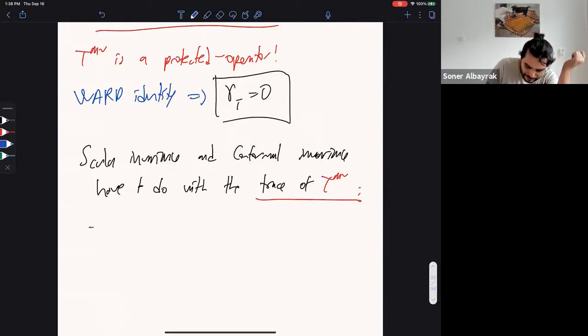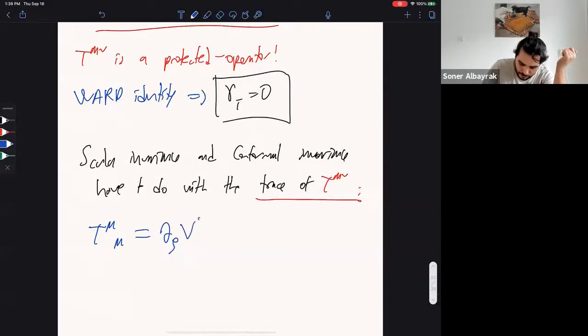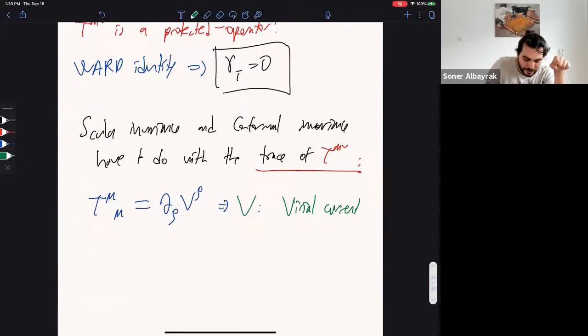And if you check it, in general, the trace of T mu nu would be of the form, actually, let me say equal, delta rho V rho, where V is called the virial current. Virial current, okay. So it's called virial current.